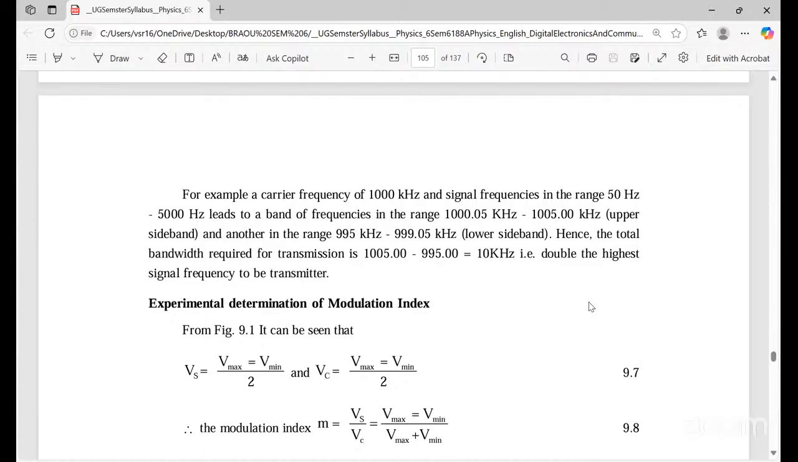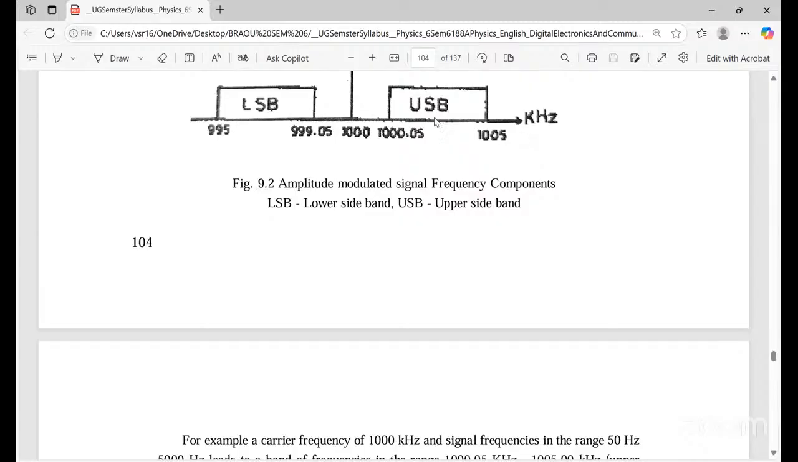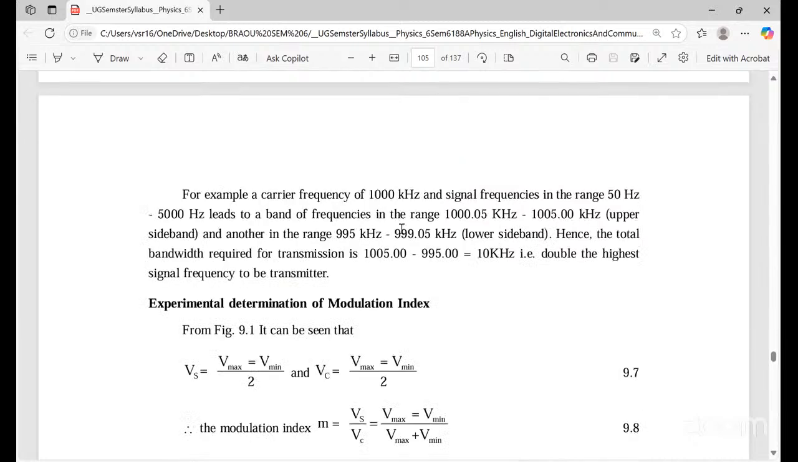Now let us discuss an example. For example, a carrier frequency of 1000 kilohertz and signal frequency of 50 hertz to 5000 hertz, that is 50 hertz to 5 kilohertz, which leads to a band of frequency range from 1000.05 kilohertz to 1005 kilohertz. This is the upper side band, whereas the lower side band is 999.95 kilohertz to 995 kilohertz. This is the LSB.